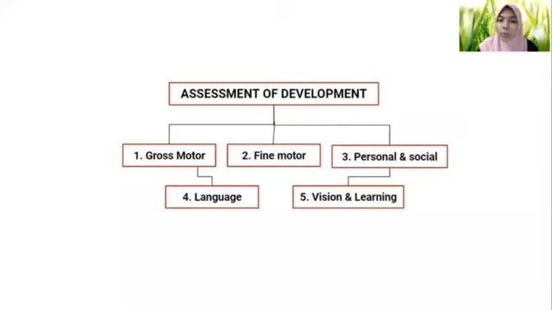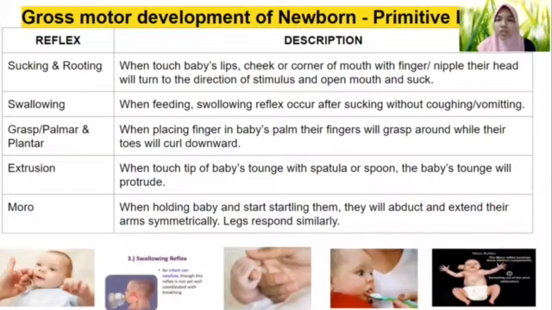So today I will be representing the assessments of development. Assessments of development consist of 5, which are gross motor, fine motor, personal and social, language, and vision and learning. Gross motor development of newborn, primitive reflex can be divided into 6 categories, which is sucking and eating.